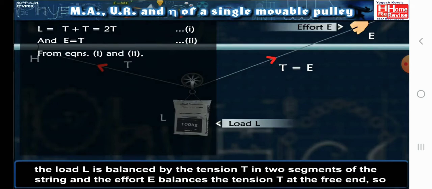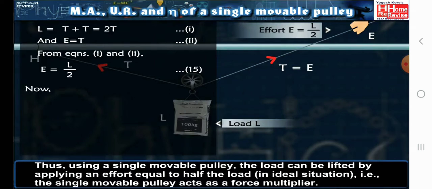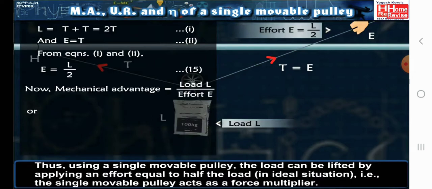From equations 1 and 2, E is equal to L by 2. Let this be equation 15. Thus, using a single movable pulley, the load can be lifted by applying an effort equal to half the load in the ideal situation. That is, the single movable pulley acts as a force multiplier. Now, mechanical advantage is equal to load L upon effort E, or MA is equal to 2T upon T, which equals 2. Let this be equation 16.